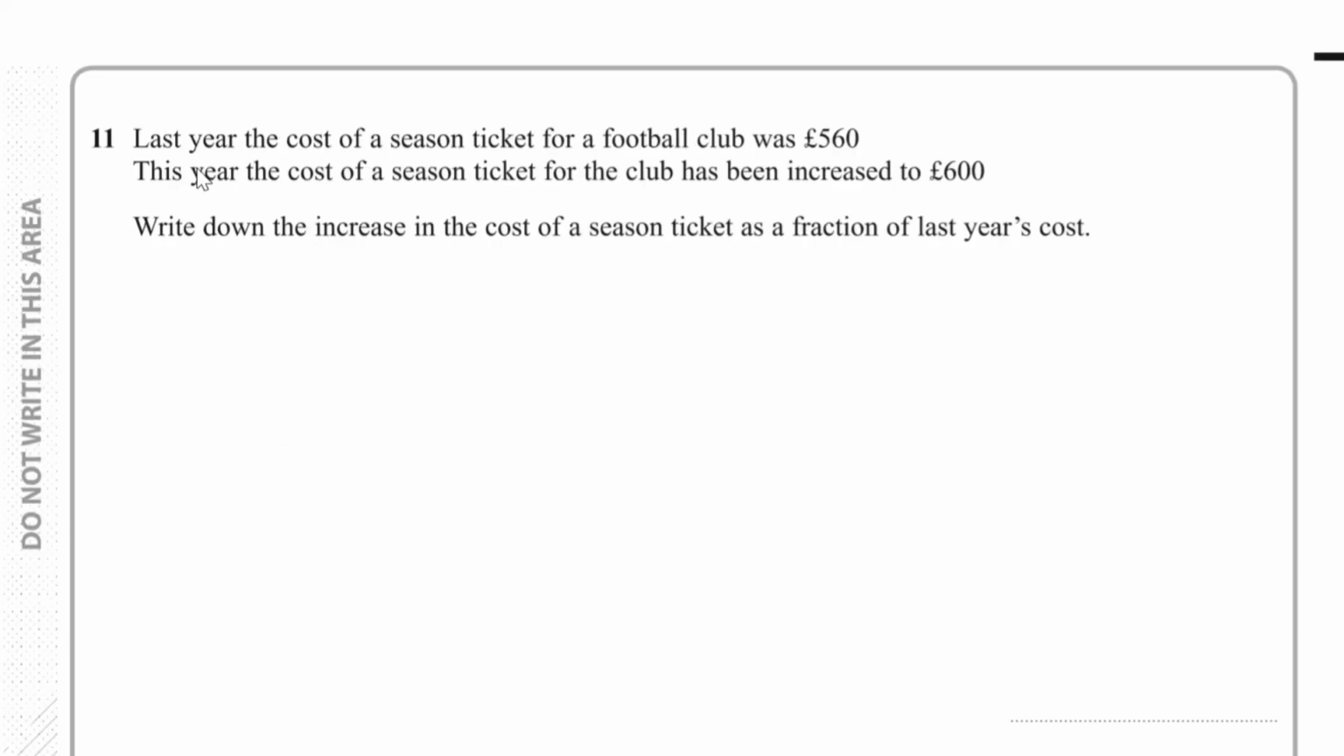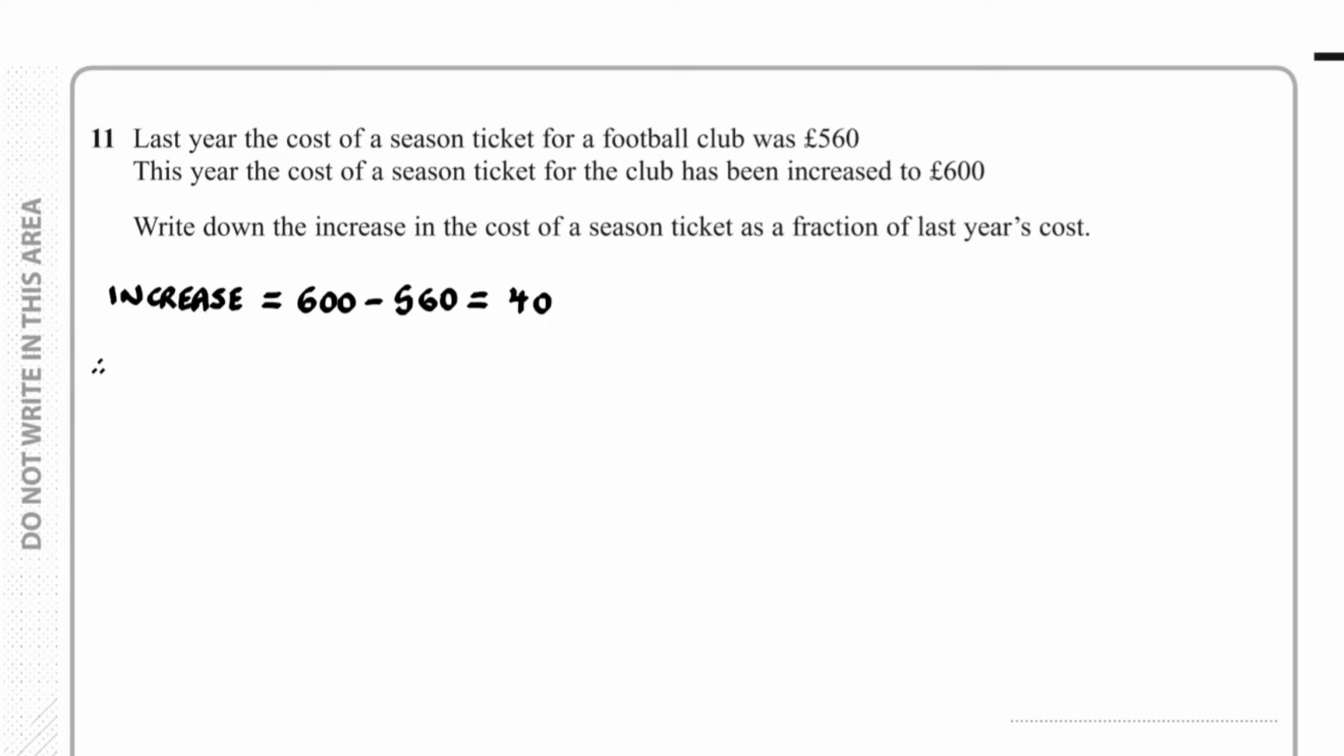Question number 11. Last year the cost of a season ticket for a football club was £560. This year the cost of a season ticket for the club has been increased to £600. We have to write down the increase in the cost of a season ticket as a fraction of last year's cost. Well, first of all, we need to find the increase. The increase is equal to 600 subtract 560, which is 40.